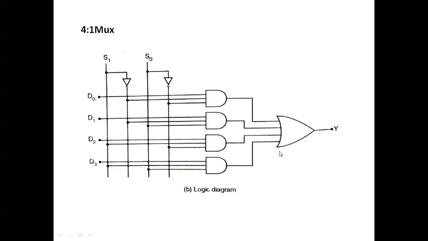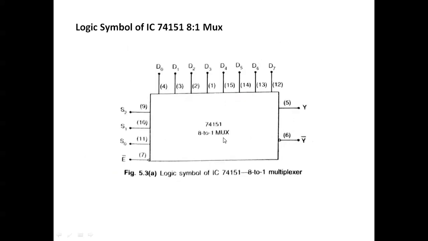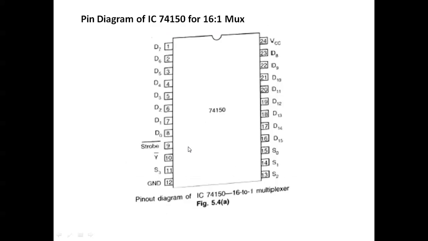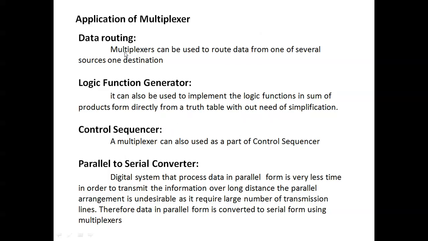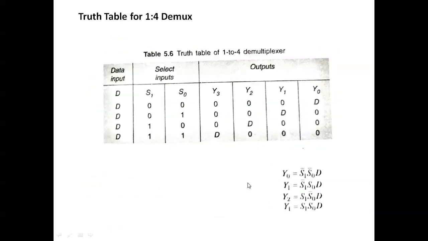So AND gates and an OR gate. So there is the 8 is to 1 mux. They have used an 8 is to 1 mux. The logic symbol is 74151, an 8 is to 1 mux. So these are the things for mux. Applications of mux are data routing, function generator, control sequencer, parallel to serial converter. And for the demultiplexer, there is one single input and a large number of outputs.